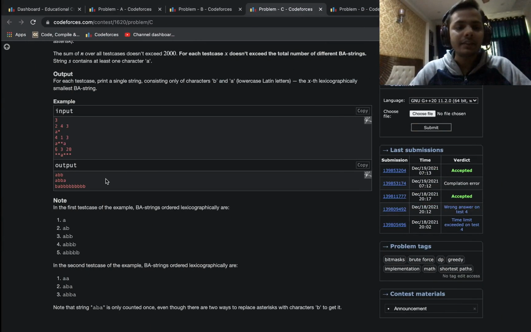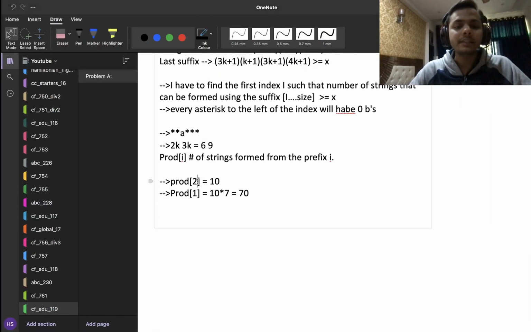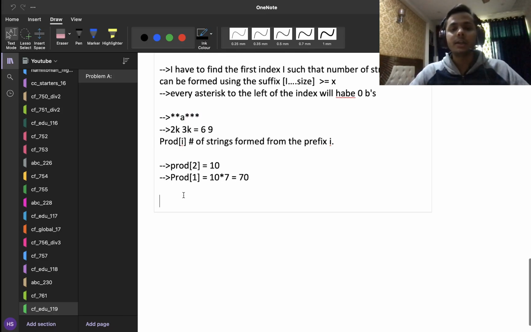But let's say instead of 20, I had to find the fifth lexicographically smallest string. In that case, the first index which exceeds x would have been the index 2. And I could have said that all the asterisks in this particular chunk 1 are filled with 0 b's. So I can just say that all these asterisks are useless because I'm not putting any b's here, and the only useful asterisks are these ones, right? So yeah, I hope this is clear enough.